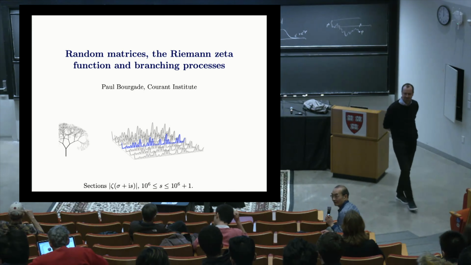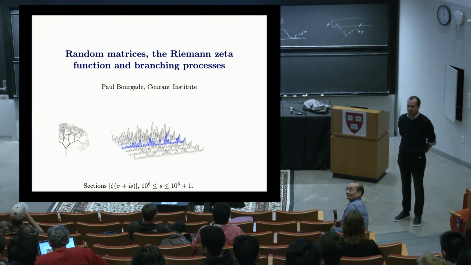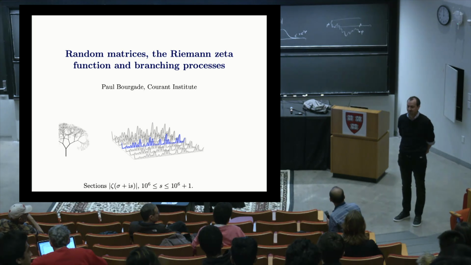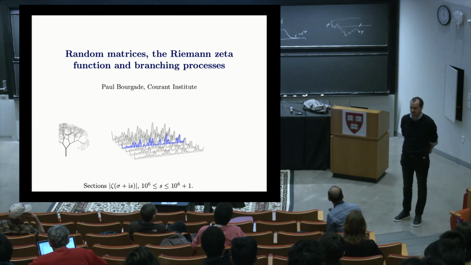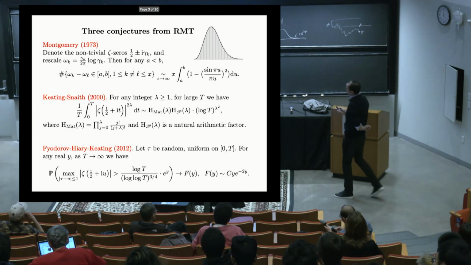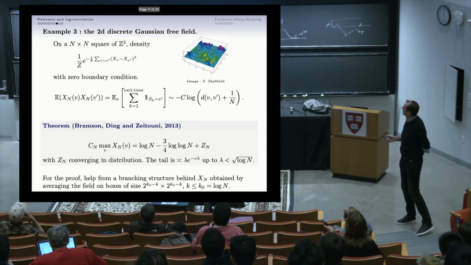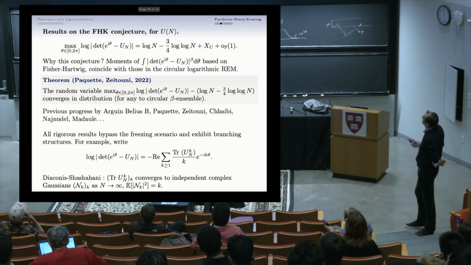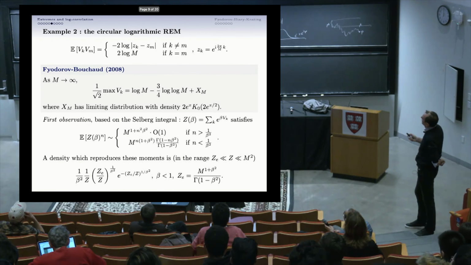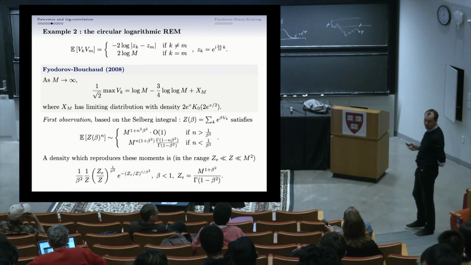So questions or comments? I have a question about your conjecture. You say the distribution is not known. But even in the probabilistic case? So there is a conjecture about what it should be for random matrices. This supposedly converges in distribution to the same thing as in the Fyodorov-Bouchaud model, so this density. But we know it converges in distribution, but we don't know it converges to this density.